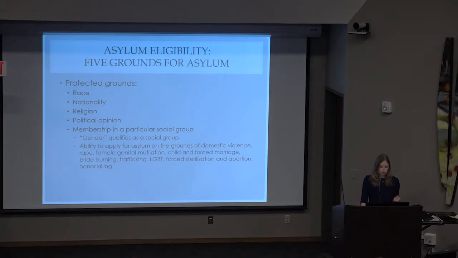And membership in a particular social group is the most nebulous ground for asylum, and it's also typically the ground that's most relevant for women's health. There's been a trend over the past decade and a half or so towards identifying gender as a particular social group, since women experience human rights abuses that are particular to their gender. This has opened the door for women to seek asylum in the United States in cases such as domestic violence, rape, female genital mutilation, child and forced marriage, bride burning, trafficking, LGBT issues, forced sterilization and abortion, and honor killing. Currently, the Trump administration has placed some restrictions on domestic violence and gang violence for individuals who present at the border.